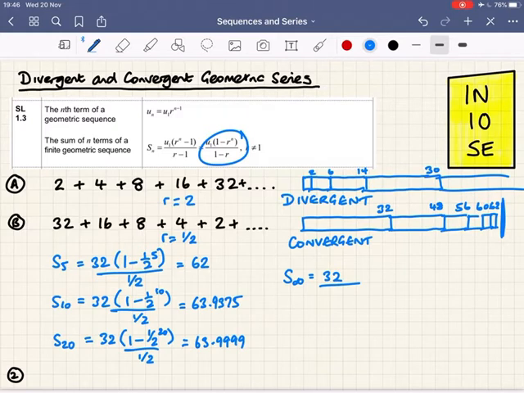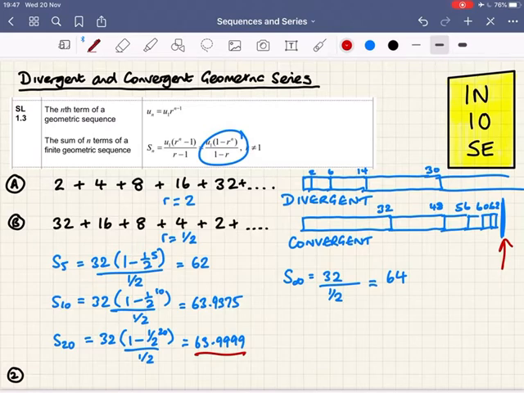And then on the bottom it's going to be a half, and the sum to infinity there would become 64. And you can see from this picture, and from this total, that the sum as we move towards infinity gets closer until it reaches, but never gets bigger than, 64.